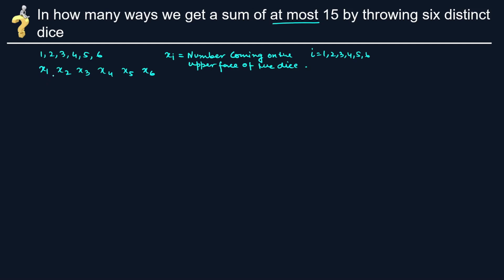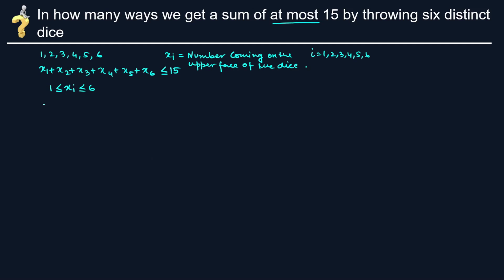Now, the question demands that if you add all those numbers which are appearing on the upper face of the dice, it will be always less than equals to 15. Is it clear? Where all your xi's are taking the values from 1 till 6. So in how many different ways can this happen? Again, it's a question of inequality.